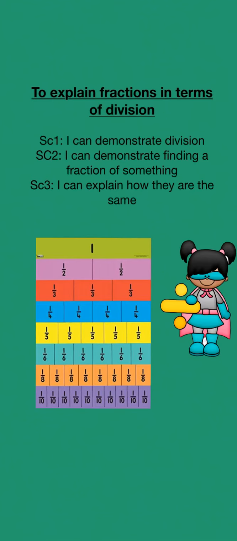Hi everyone. So yesterday we learnt what a fraction was, what we meant by equal parts, and what a numerator and denominator is. So a fraction is a whole that is split into equal parts. And just to remind you, the top number of a fraction is called the numerator, and the bottom number is called the denominator. The denominator tells us how many parts the whole has been split into, and the numerator tells us how many parts we've got.